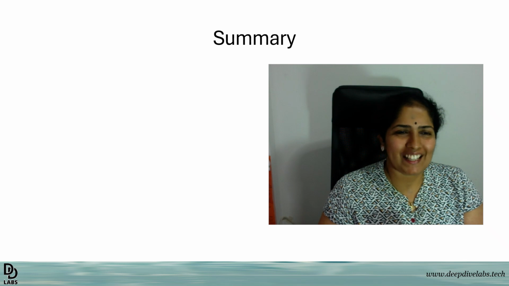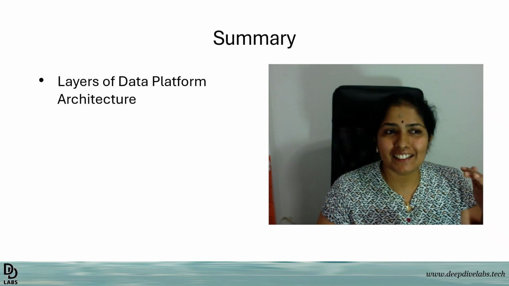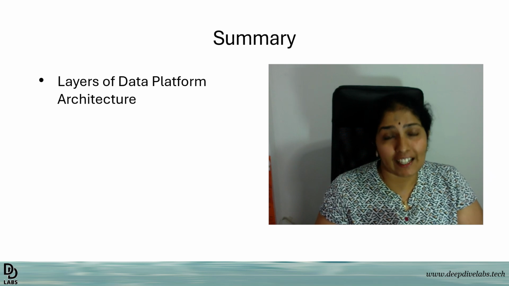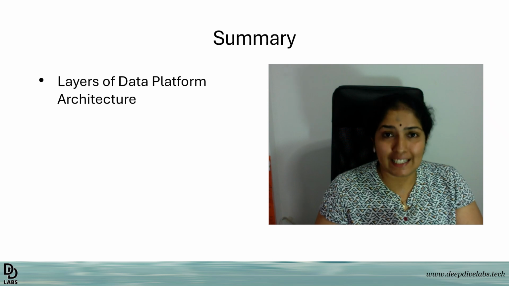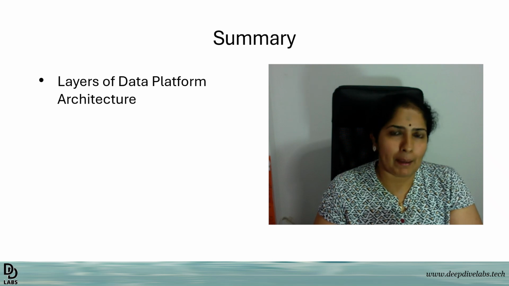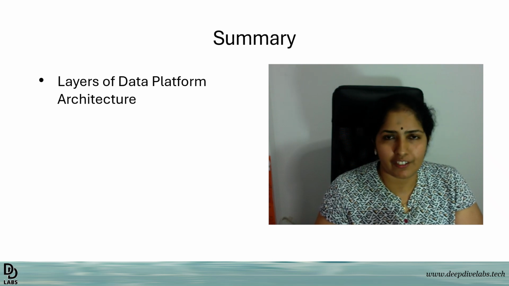So let's summarize the learnings from this module, right? We have taken a look at the different layers of a typical data platform architecture, the 5 different layers: the data ingestion, data storage, data processing, user interface and analysis layer, and the data pipeline layer that overlays all of the different layers.